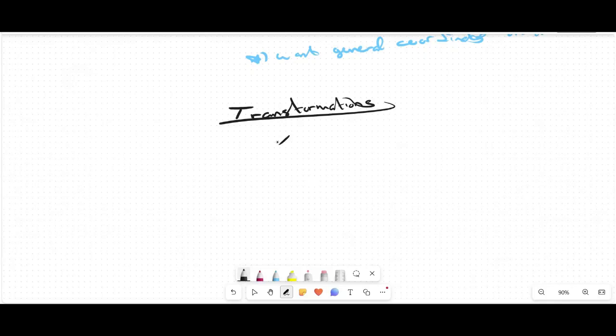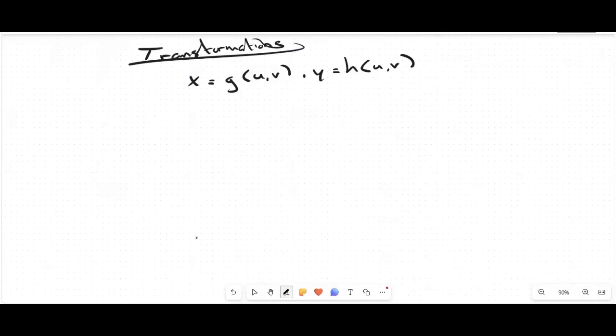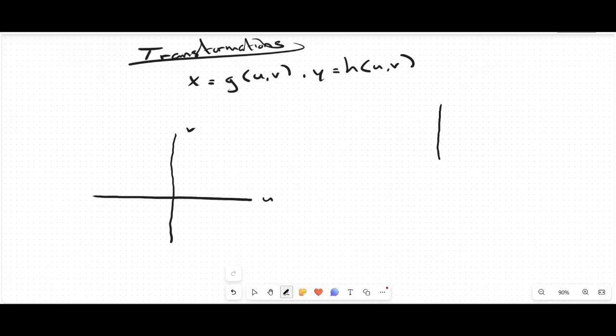So the general idea here is that x will be a function of two coordinates. In this case, we use u and v. It doesn't have to be polar coordinates, so we don't use r and theta. Y will also be a function of u and v. You can visualize this a number of ways. One of them is the following. So here's u and here's v. Here's x and here's y.